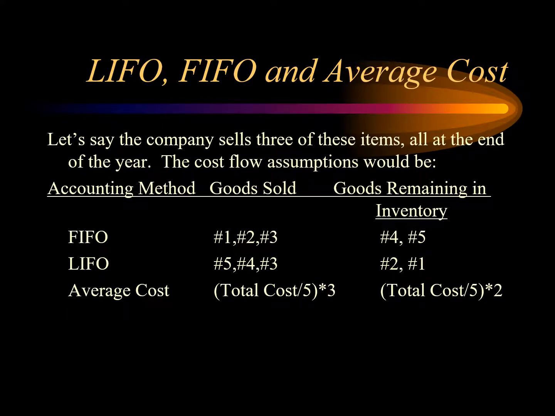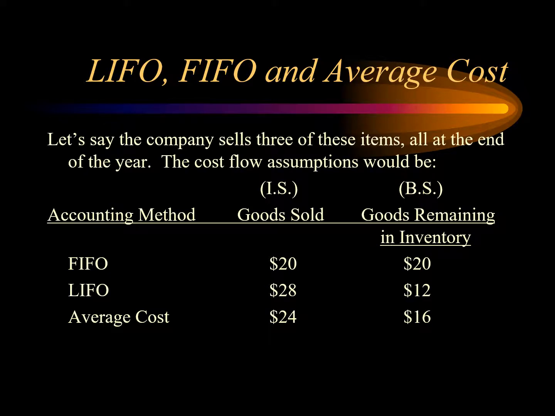So here we go. What if we sold 3 of those inventory items? Well, if you're using FIFO, first in, first out, we would assume that items 1, 2, and 3 were sold and that items 4 and 5 still stay in inventory. LIFO would be the flip of that, right? We would assume items 5, 4, and 3 were sold and 1 and 2 are left in inventory, and then there's your average cost. Let's put that to numbers.